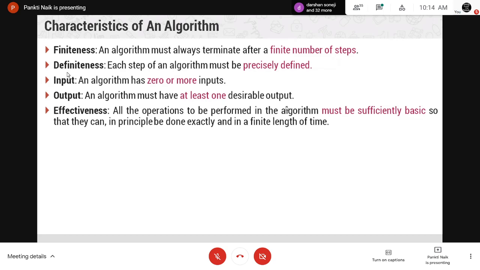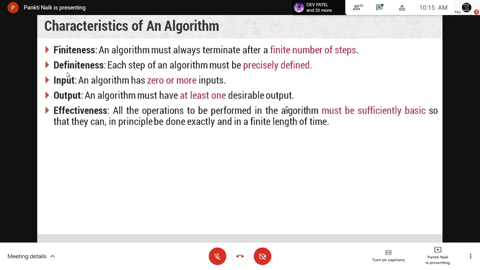Next is multiplicity. Now suppose your problem is addition of two numbers. For addition of two numbers, the same algorithm can be represented in several different ways. Your algorithm and mine can be different. That means we can write it as a simple English sequence of instructions, or we can write it in the form of pseudo code. Similarly, for solving the same problem, we can write several different algorithms.